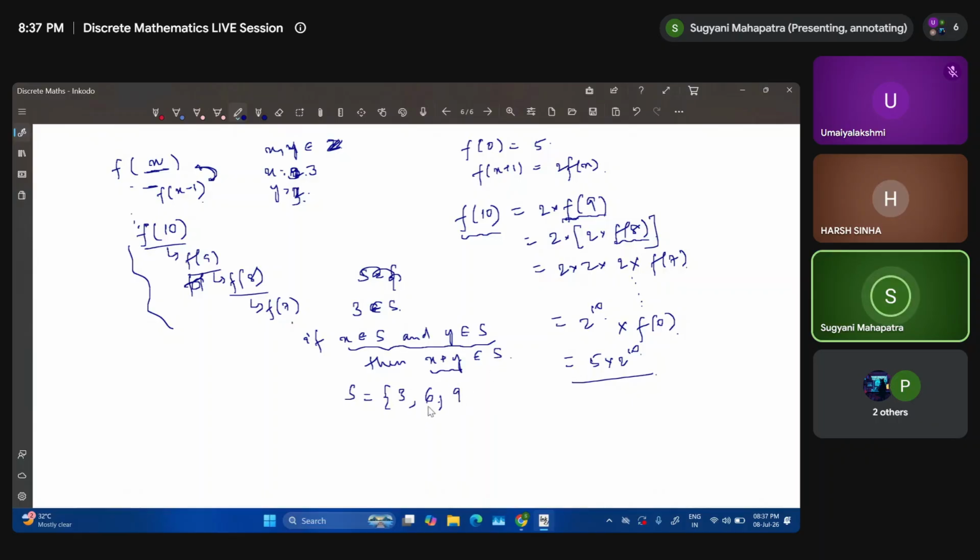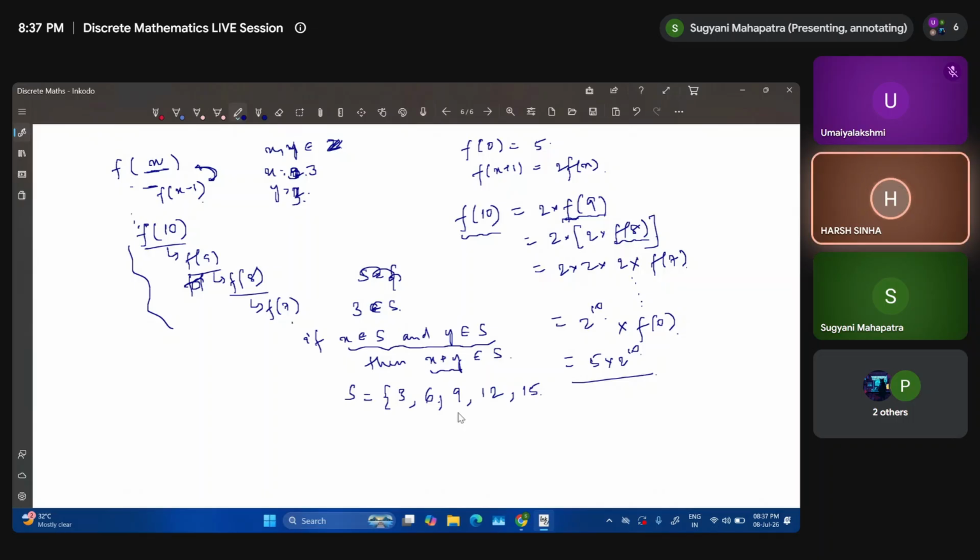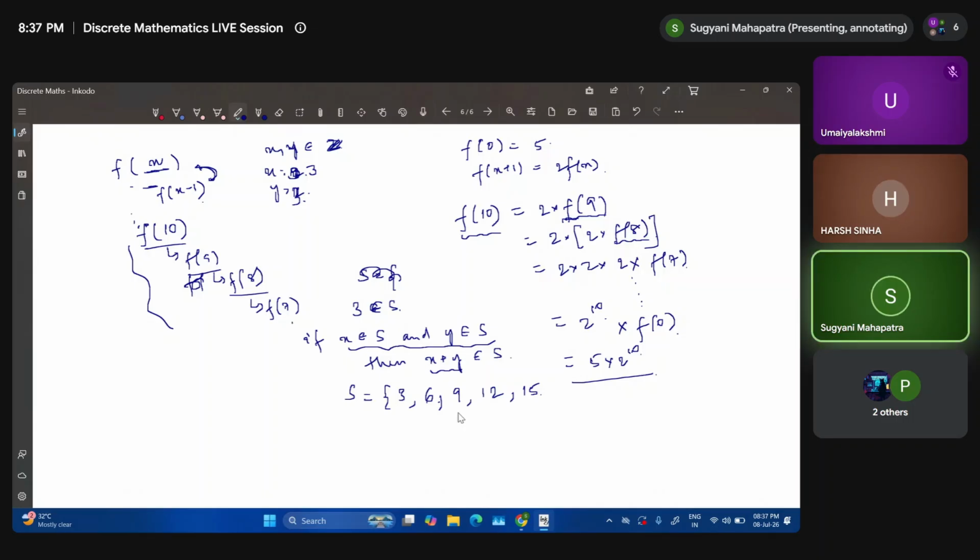But what if x is equal to 6 and y is equal to 6? Then you will have 12 also. If x is equal to 6, y is equal to 9, then you will get 15. So you have to check also. Okay. Understood. So then we can have multiple conditions also.